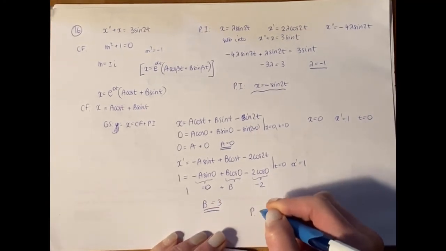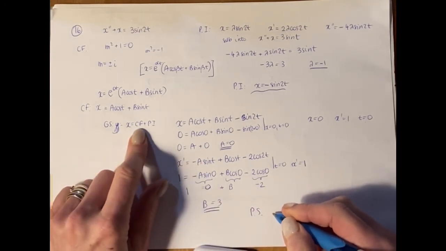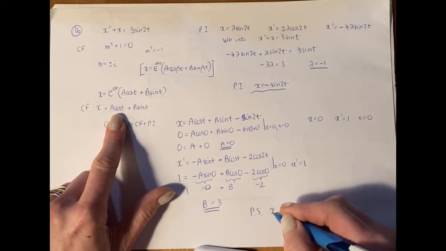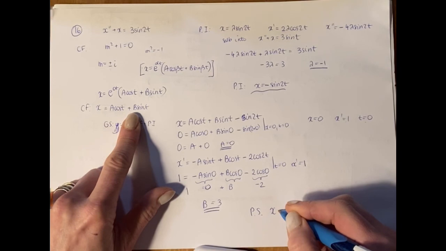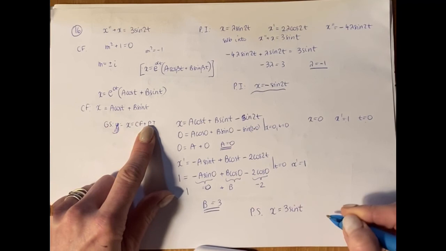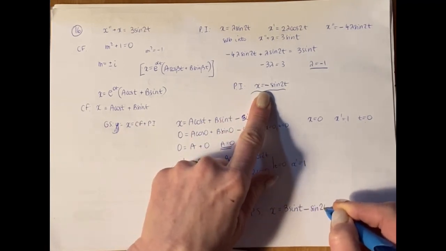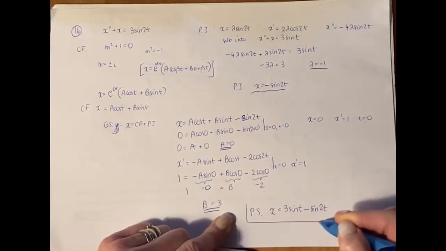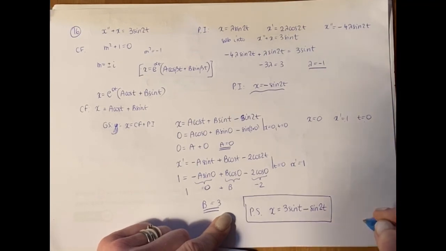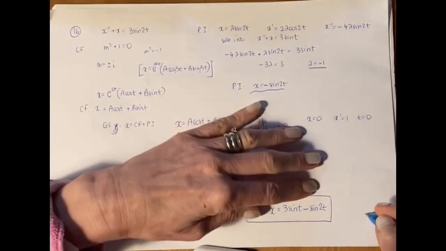So the particular solution is going to be the complementary function, which is a cos t. a was equal to 0, so we don't have that. b sine t, so it's 3 sine t, plus the particular integral, which is minus sine 2t. Okay, so you are done with this section, so you can have a go at exercise 7D.